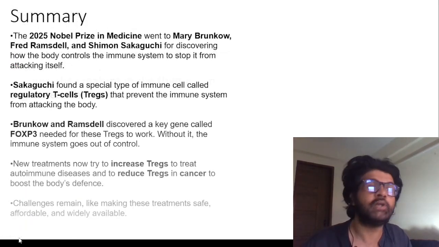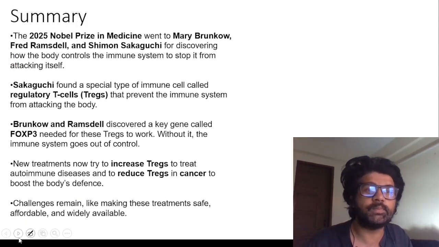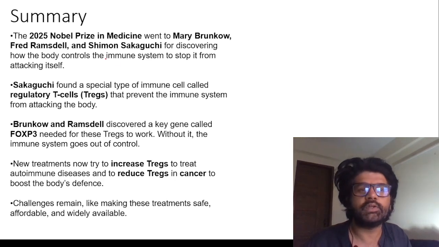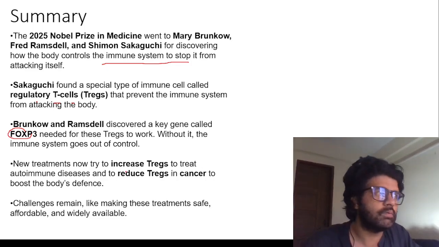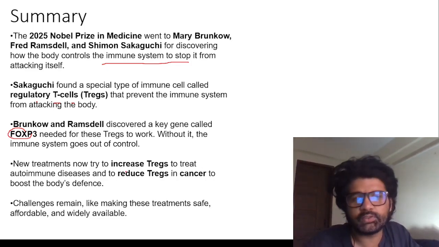We have already talked about the basic rationale, so you can have a look at it. Let's solve some questions so that you can remember stuff in a much better manner. Discovering how the body controls the immune system from attacking itself: Sakaguchi found a type of immune cell called Tregs, regulatory T cells, and discovered a gene needed for these Tregs to work. So if you want your body to not attack your own cells, you need to increase Tregs.